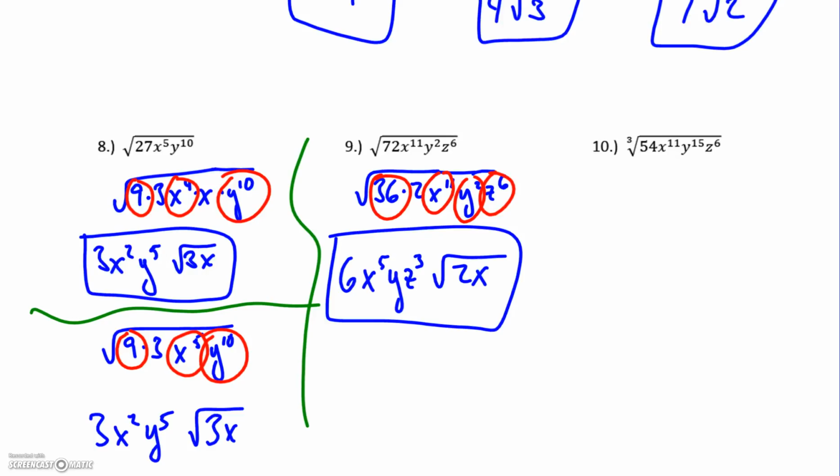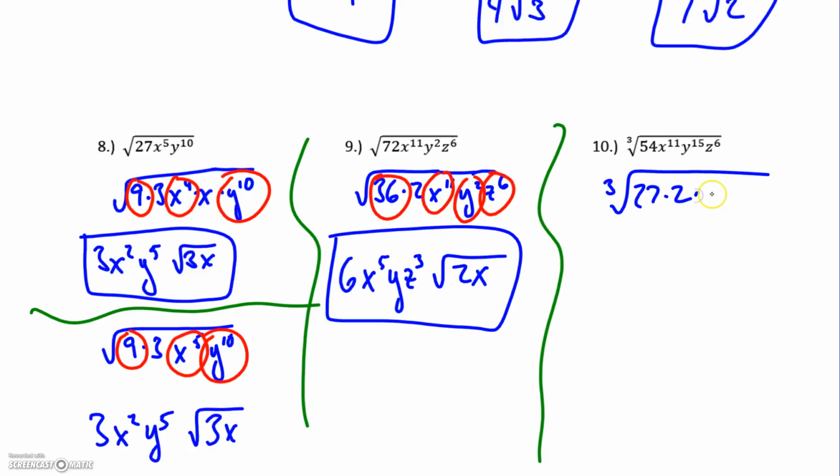Okay. If I look at the next one, it's got a cube root here. So in terms of a cube root, I'm looking for perfect cubes this time. So for the 54, I'm going to break that down into 27 times 2. This one I'll do the original way. I need exponents this time that are divisible by 3, so I'm going to break that x to the 11th down into x to the 9th times x squared. The y to the 15th is already divisible by 3, so I'm going to leave it the way it is. And the z to the 6th is already divisible by 3, so I'm going to leave that the way it is as well.